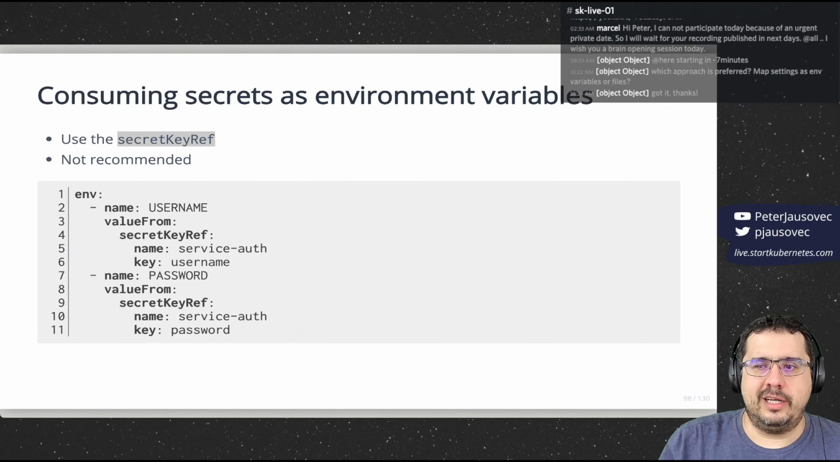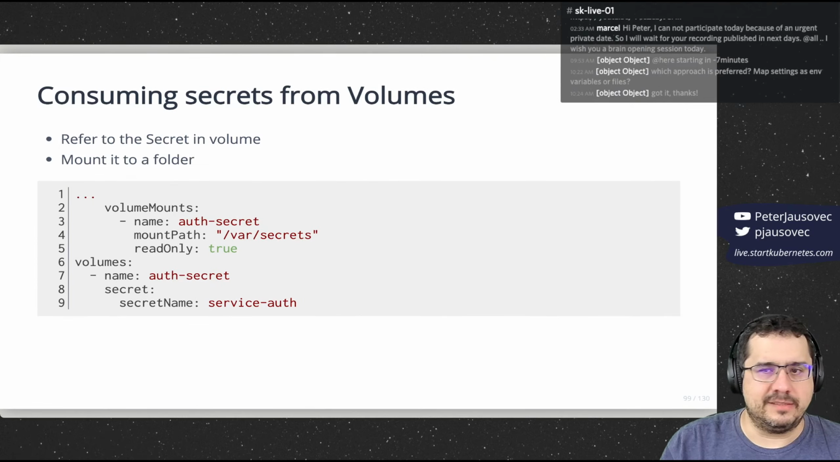Or if your application, just before it crashes, might write all the environment variables to a log, right? Just to be on the safe side, use volumes and then mount secrets as files into your pods instead. Mounting them as files is actually the preferred and a more secure way of consuming the secrets than just using them through the environment variables.